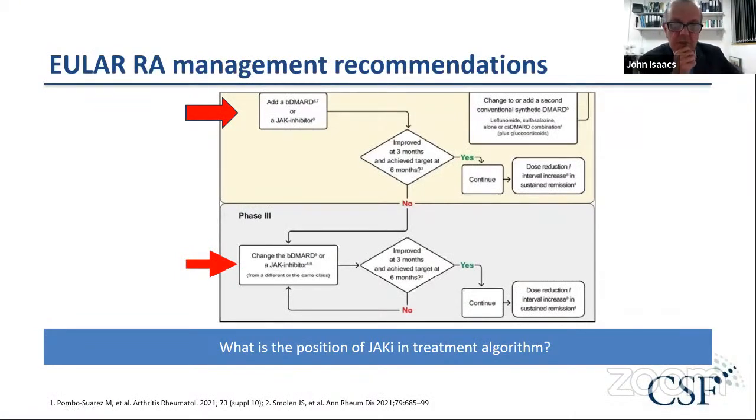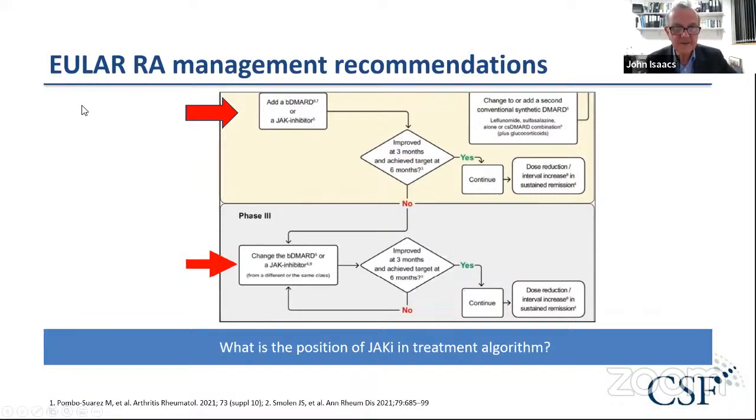So I'm going to start with the EULAR RA management recommendations, and I'm sure you're familiar with these, but these are stage 2 and stage 3. So if you remember, stage 1 is conventional synthetic DMARDs. If you fail conventional synthetic DMARDs, then EULAR guidelines suggest either add a biologic DMARD or a JAK inhibitor. So there's no preference there, but you could start with either. And similarly, if you then fail on that step, you can either change to a second biological DMARD or at that stage go to a JAK inhibitor.